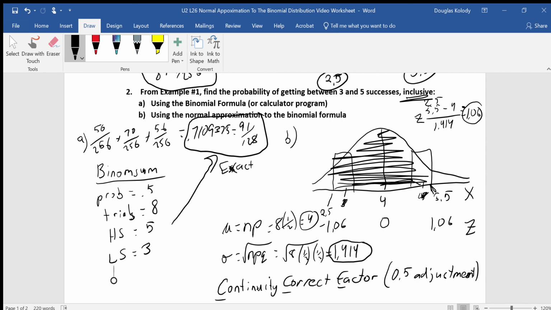If I look up 1.06 on my z table, I get 0.3554, and I get 0.3554 here. Add them together, and I get 0.7108. And that is my approximate answer.